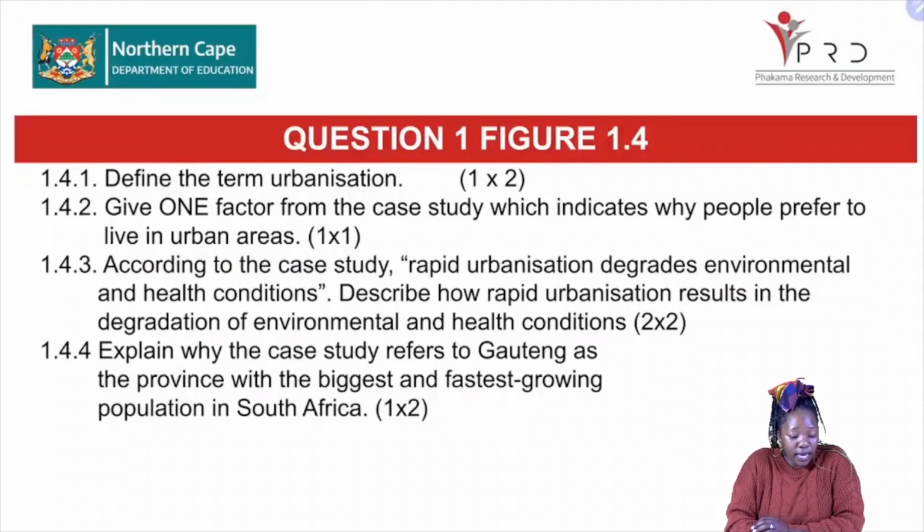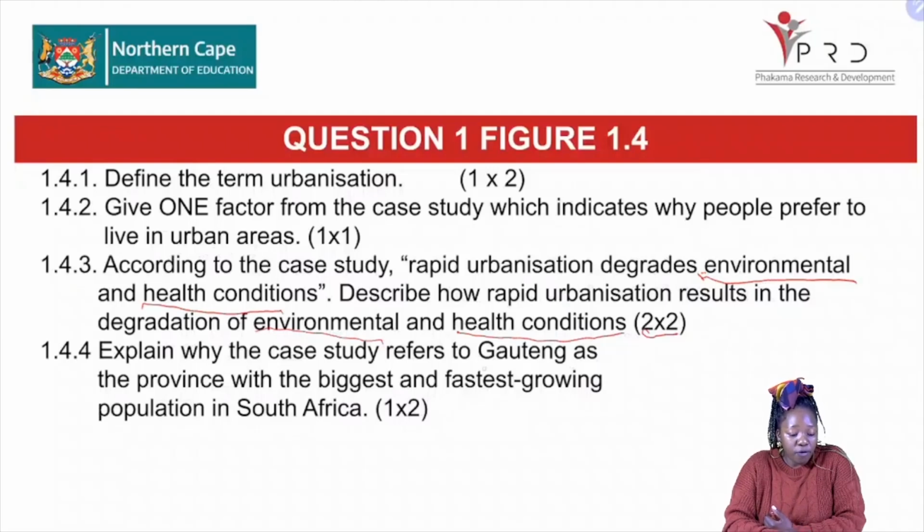And then question 3, which is: according to the case study, rapid urbanization degrades environmental and health conditions. So you are given 2 things there, environmental and health conditions. Then you describe how rapid urbanization results in the degradation of the environmental and the health conditions. 2 times 2, which means you're going to give one answer on environmental, and one answer on the health conditions.